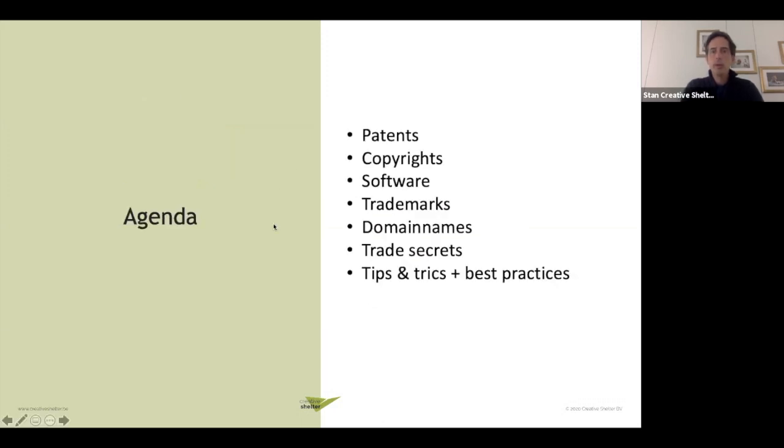So what will we cover today? I will talk briefly about patent rights, copyrights, software, trademarks as well, domain names, and last but not least, trade secrets, which is not really an intellectual property right, but can also have a very big value to your activities or to your assigner's activities. Then I will end with some tips and tricks and some best practices.